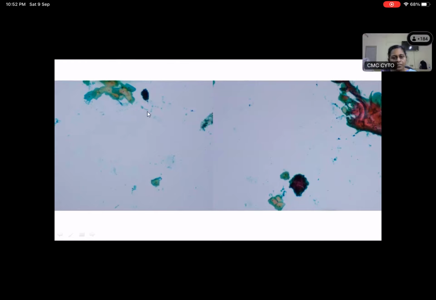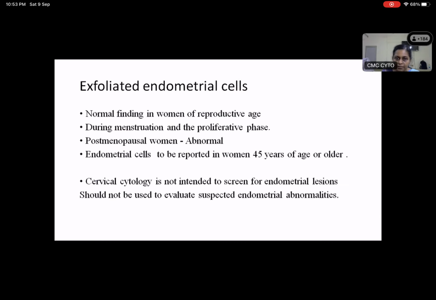So what is most catching in this field? Here you can see all these squamous cells, but this cluster is just standing out as a very dark looking cluster. So when you're looking at it under low power, that is what catches your attention. There are these very tightly cohesive, dark looking cells, small clusters lying in the background. So that is what you need to pick up as endometrial cells.